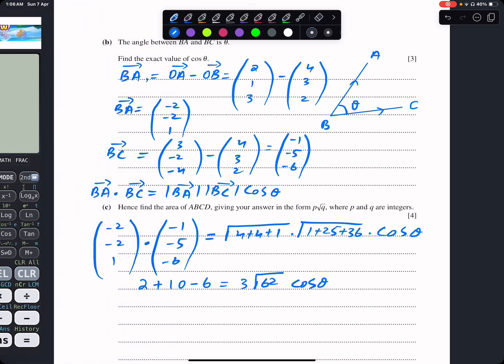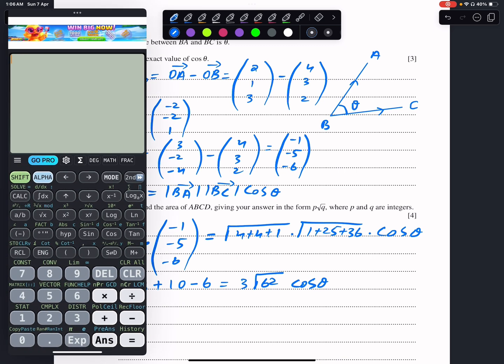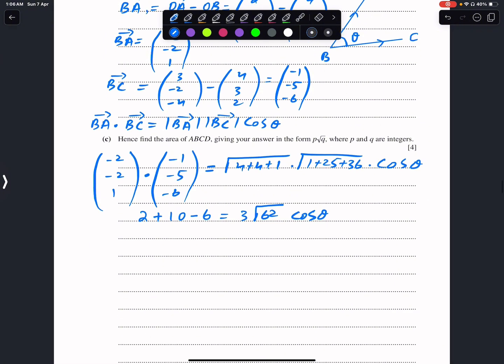And the left side will be 6. 6 equals 3 root 62 times cos of theta, so 6 over 3 root 62 is equal to cos of theta. So the value of cos theta is 3 over root 62.